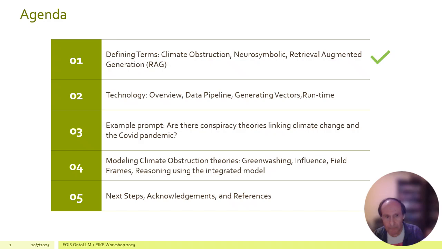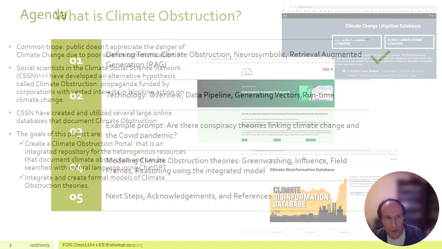This is the first part, and in this one, I'm going to go through the terms and the technology, and then in the second video, I'm going to go over an example, how we modeled the climate obstruction theories, and then finally talk about next steps, acknowledgements, and references. So to begin, let's define some terms.